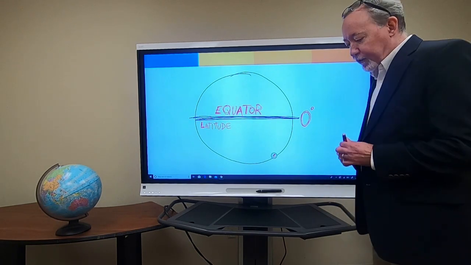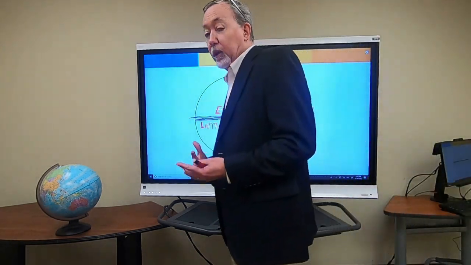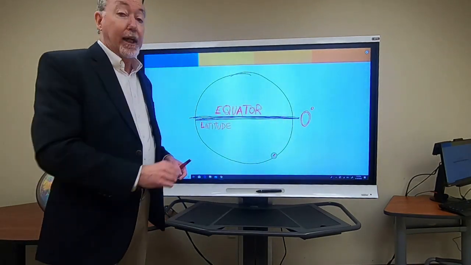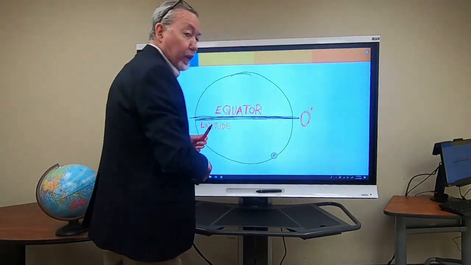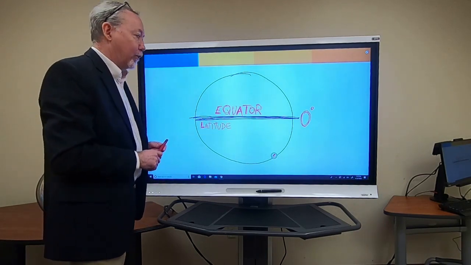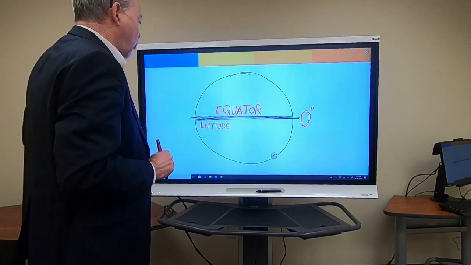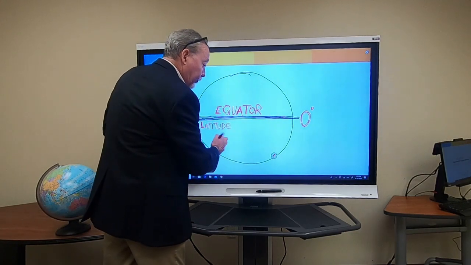If ever you see on a test, they're asking for the latitude line number, if you just put the number, but you forget that tiny degree circle, you're going to lose those points. You don't want to do that. All right, this is my equator. It is the most important latitude line.